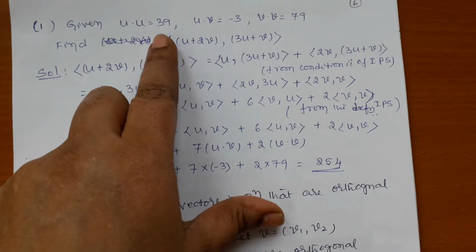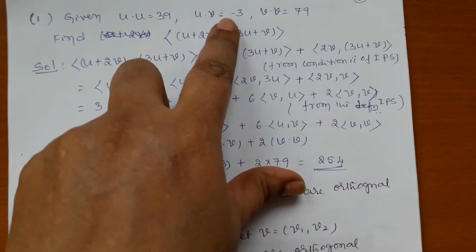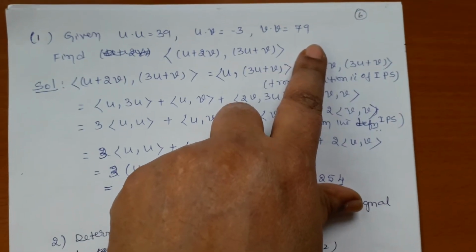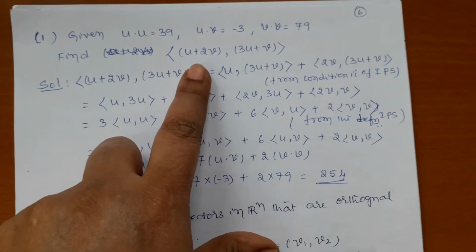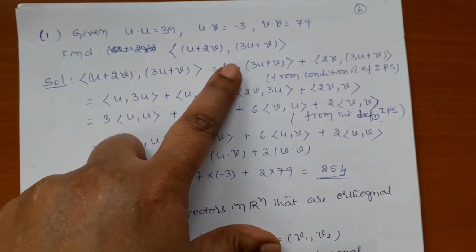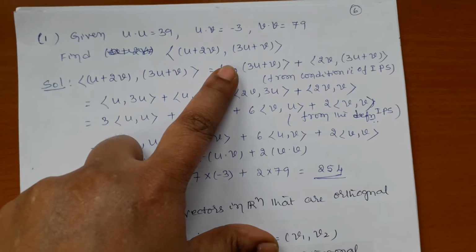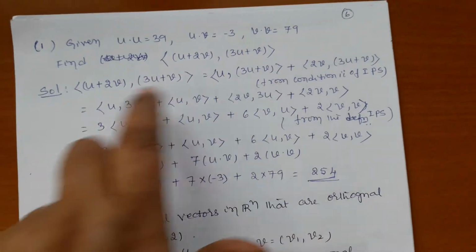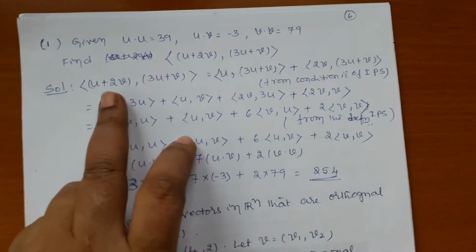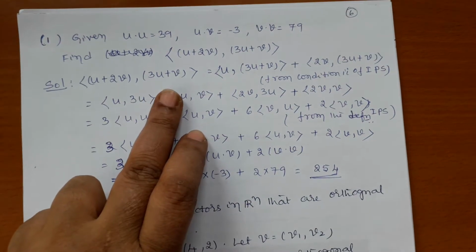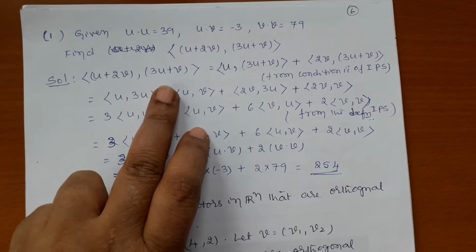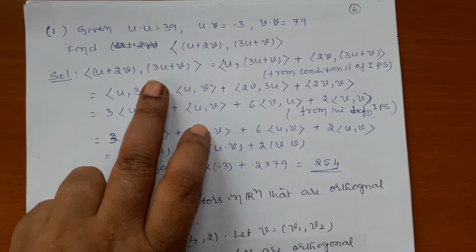Given u dot u is 39, u dot v is equal to minus 3, v dot v is equal to 79. Find the inner product of u plus 2v comma 3u plus v. Now, I want to find this. First I have to simplify the given form. Therefore, I consider this; u and v are taken from the inner product space. You just assume that is clear.